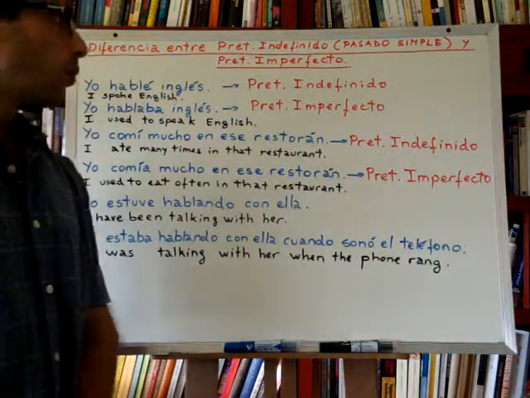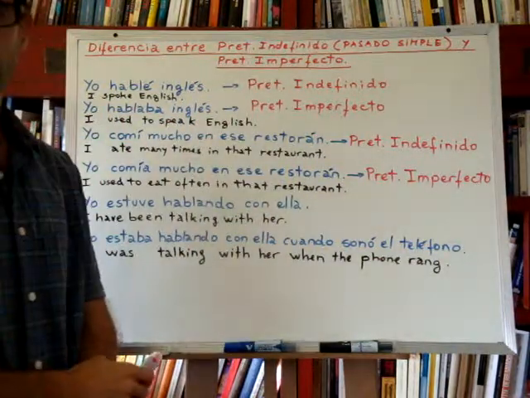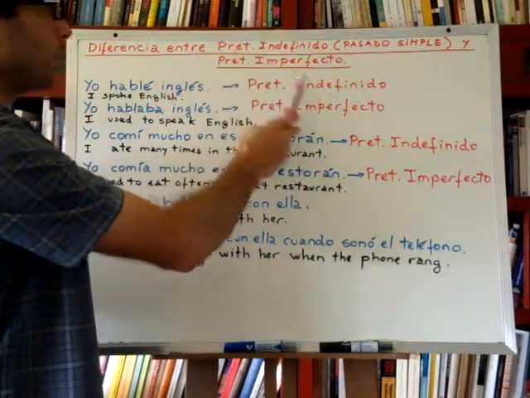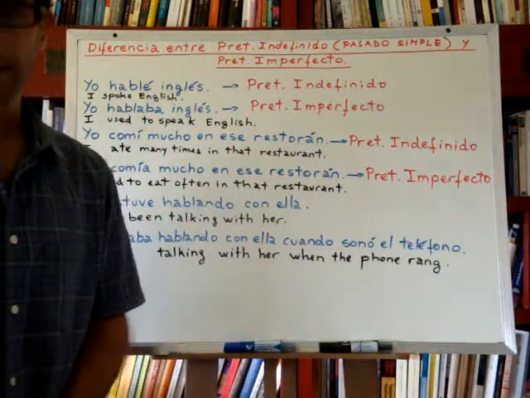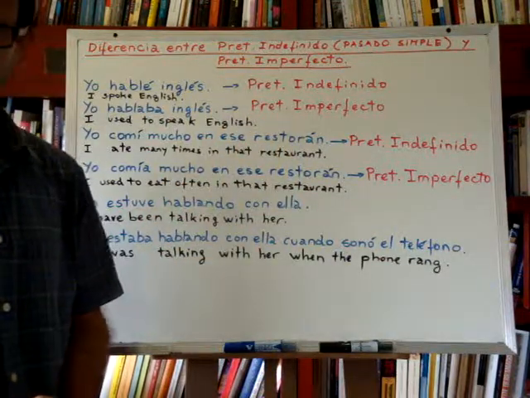So, what are these two pretéritos? These are two different conjugations or different tenses. Pretérito indefinido, pretérito imperfecto. Both are in the past. Actually, the word pretérito means past, yes?